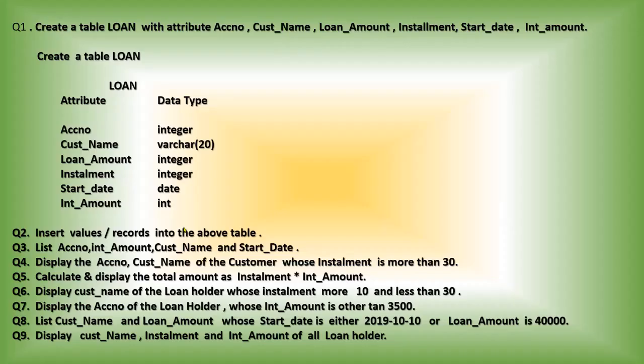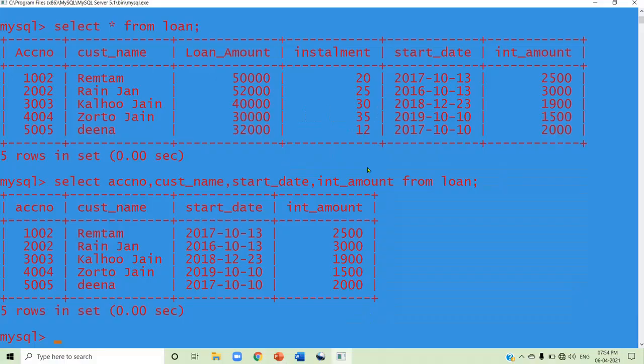And the next question, see the next question: display the account number and cust name of the customer whose installment is more than 30. You just want to display only account number and cust name. So we are going to type the query, account number and cust name. I am just editing the previous query. Yes, we just want to edit only the previous query.